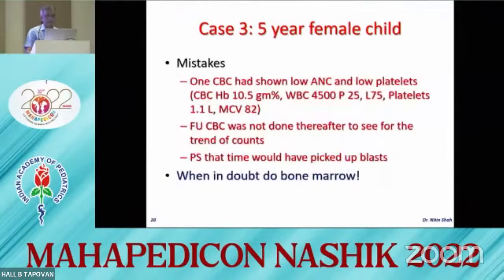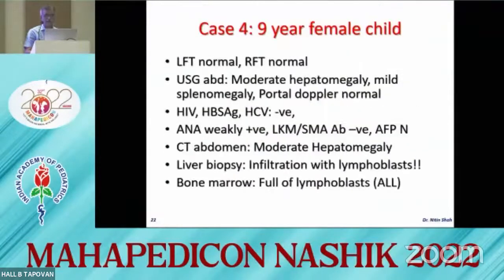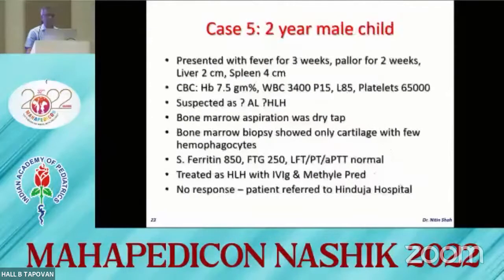So this child has come with a completely normal CBC and only has a massive hepatomegaly without fever and the marrow is full of blasts. So we see at least 2 or 3 patients of ALL who have completely normal CBC. So a normal CBC does not rule out ALL. If symptoms are matching, a smear and maybe a marrow as a part of a PUO workup or cachexia workup, etc. is mandatory in such patients.